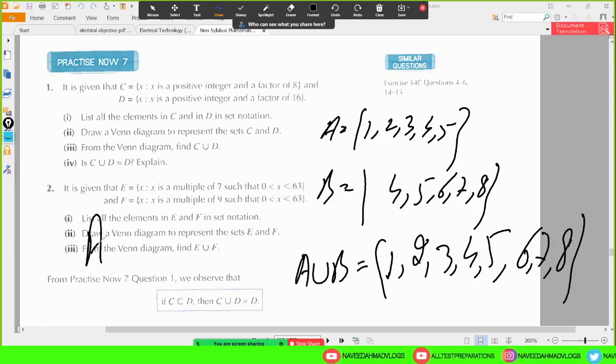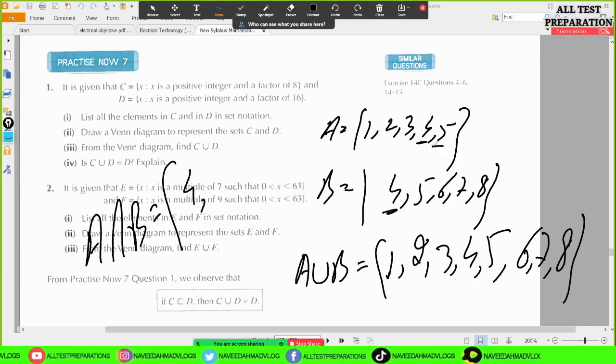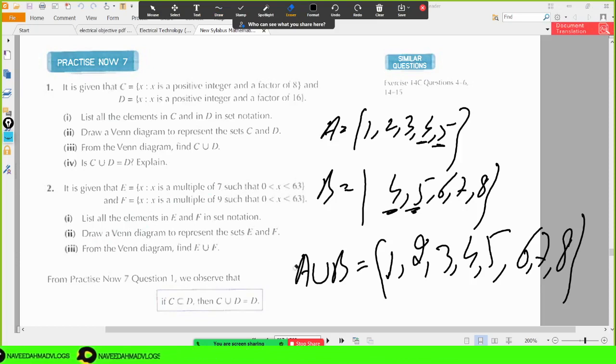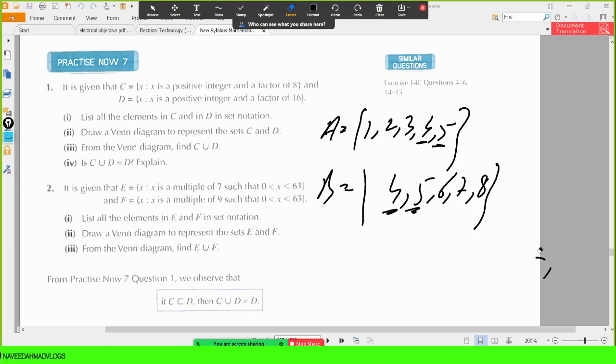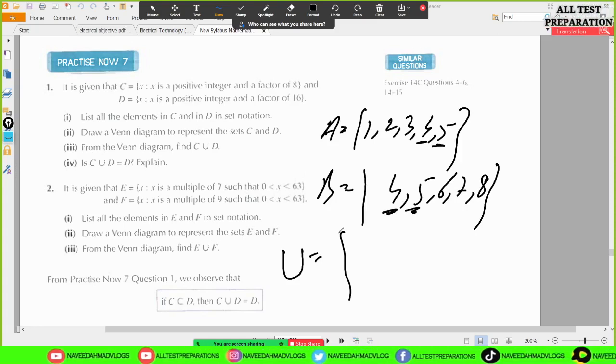Now if you want to find A intersection B, so what you will do, you will write the same elements. 4, yes, 4 is also present over here. 5, yes, 5 is also present over here. So this is my A intersection B, okay? अच्छा, in Venn diagram, how you will represent these two? अच्छा, इसका यूनिवर्सल सेट क्या बन जाएगा रानिया? Okay, universal set means all elements of set A and all elements of set B. You will need to write them in universal set.